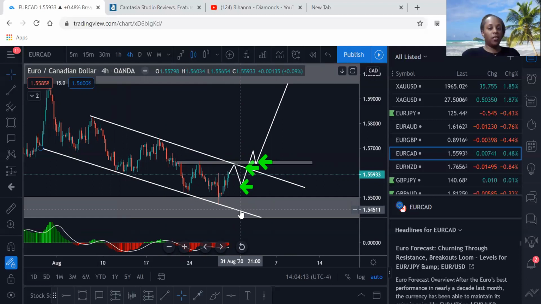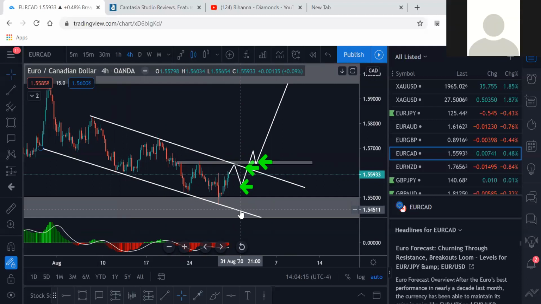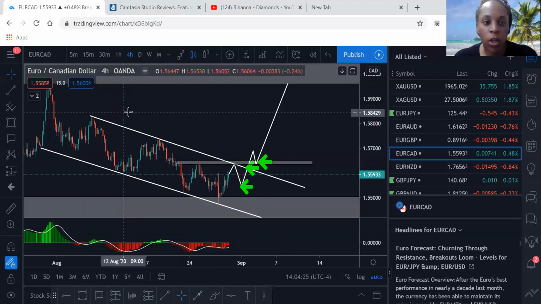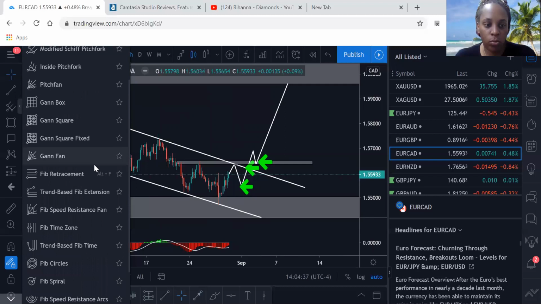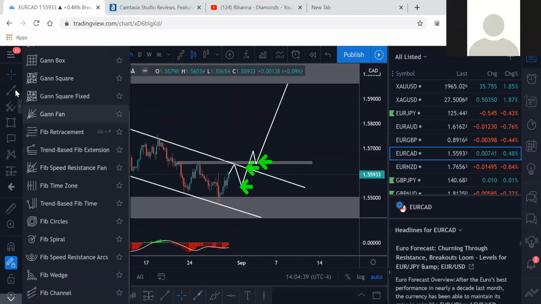Right. So the channel. You draw the trend lines to see if you get touches on the trend lines. Okay. And the two lines will then form the channel. Yeah. And if you guys are struggling with drawing your own channel, you don't have to do it. There's a tool that TradingView gives you to draw a channel.